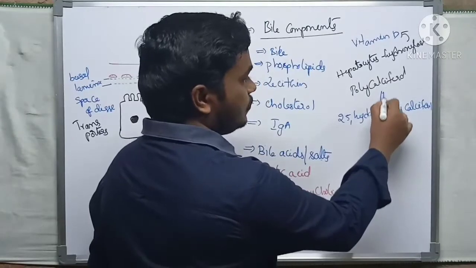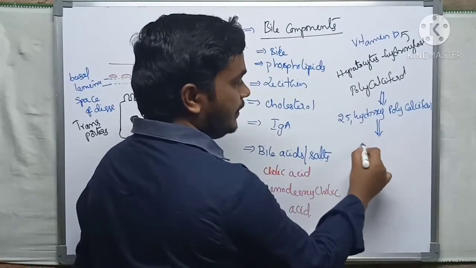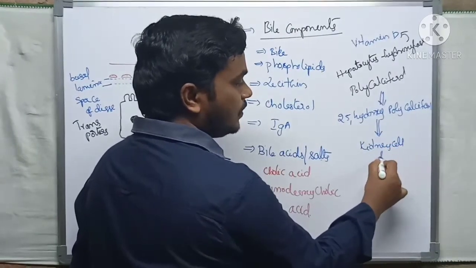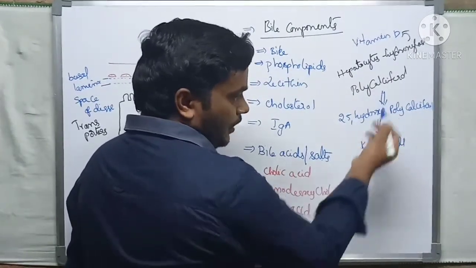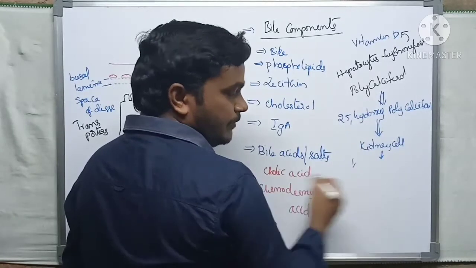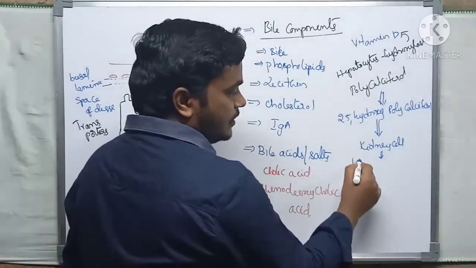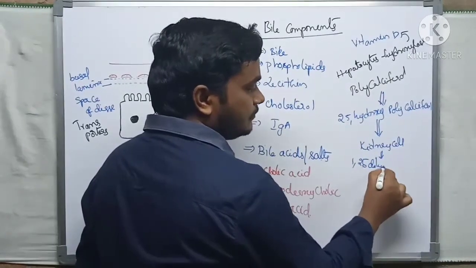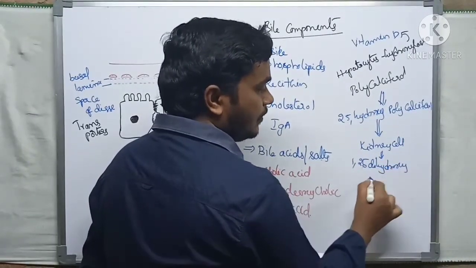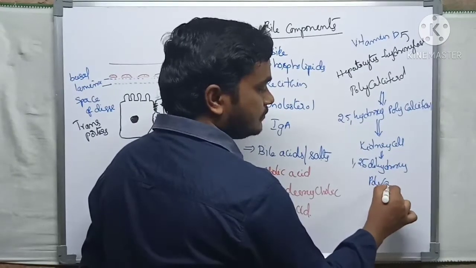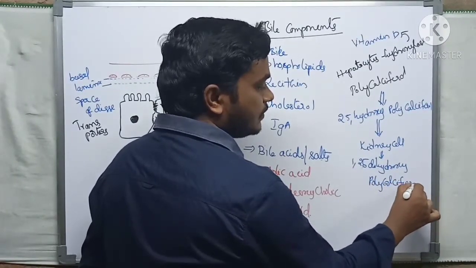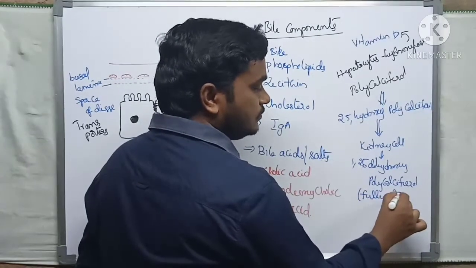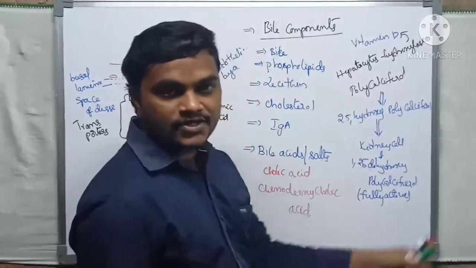This 25 hydroxy cholecalciferol enters the kidney. Kidney cells convert this 25 hydroxy cholecalciferol, hydroxylating it again at carbon number one. So now it is called 1,25 dihydroxy cholecalciferol. Now it is fully active, so it automatically maintains calcium.